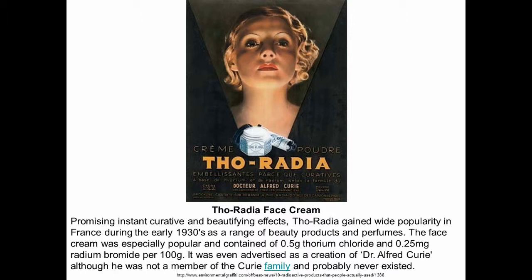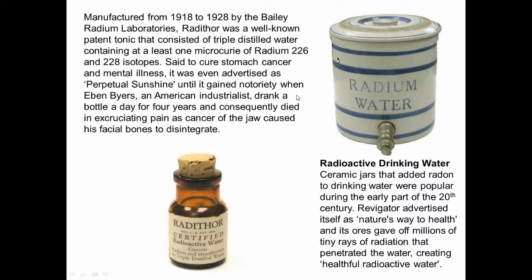Some interesting facts, they used to sell something called Thoradia face cream. It was in the 1930s, in a bunch of beauty products and perfumes. The face cream contained 0.5 grams of thorium chloride and 0.25 milligrams of radium bromide. And it obviously was not good for your face. People also drank radium water. It was said to cure stomach cancer and mental illness. It was advertised as perpetual sunshine. It gained some notoriety, though, when Eben Byers, an American industrialist, drank a bottle a day for 4 years, and then he died in excruciating pain as cancer of the jaw caused his facial bones to disintegrate. So radioactive water, not so good.